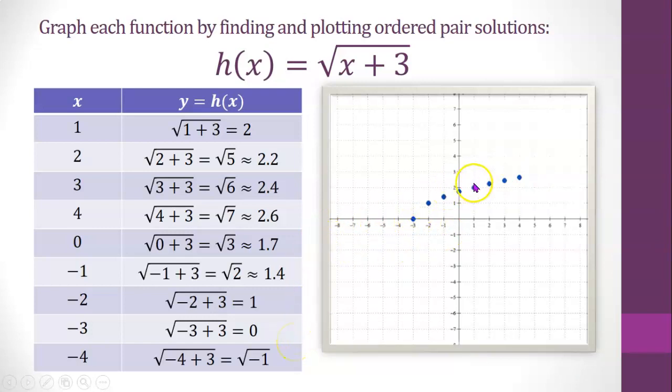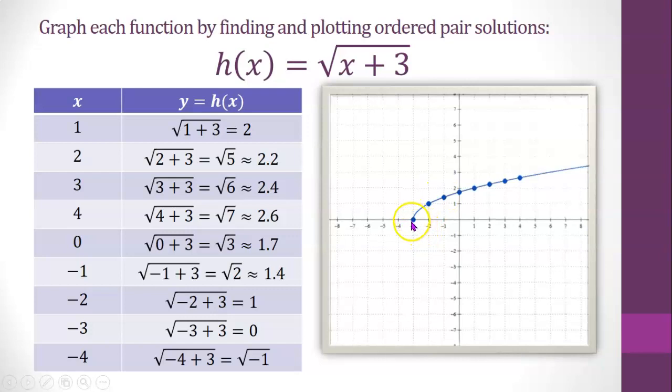So now that we have all these points, let's connect the dots. Let's draw something that goes through them. I started right here at -3. I didn't put anything over here. And then I just went on over like this. And so this sort of curved line here is the graph of the function h of x equals the square root of x plus 3.